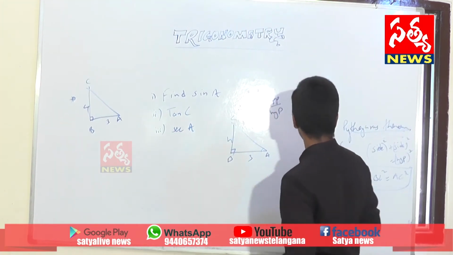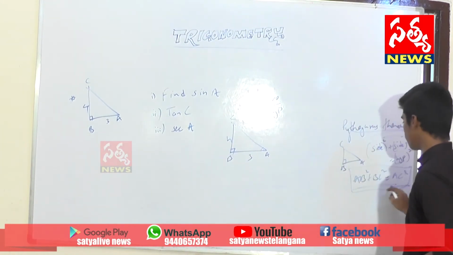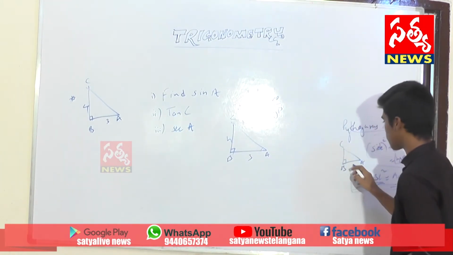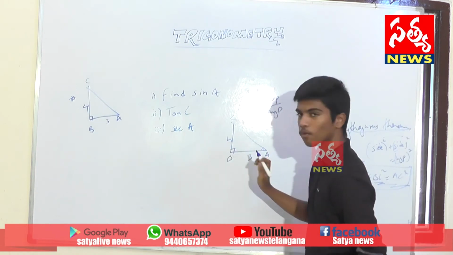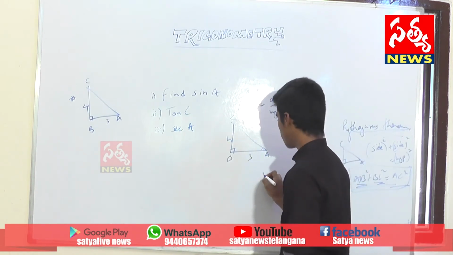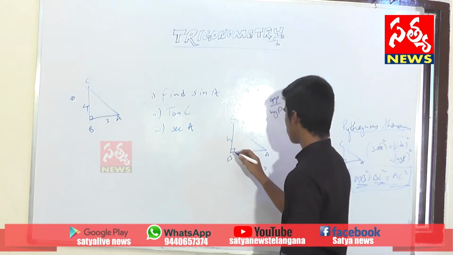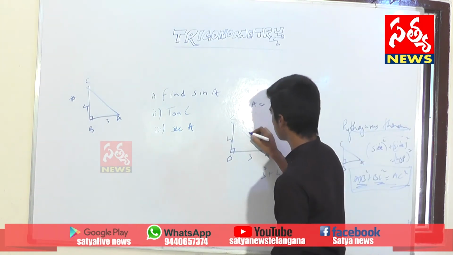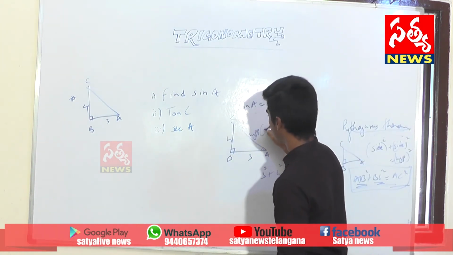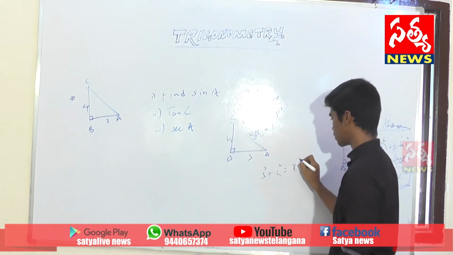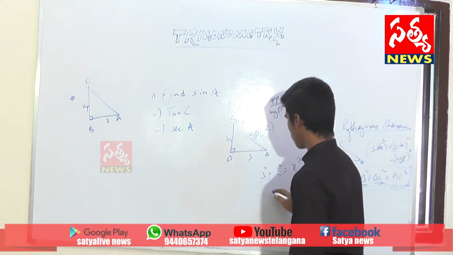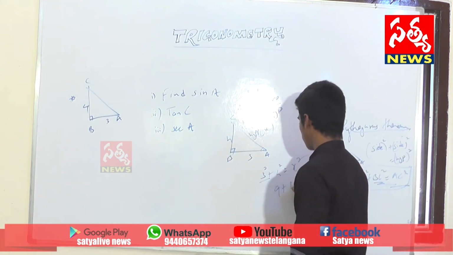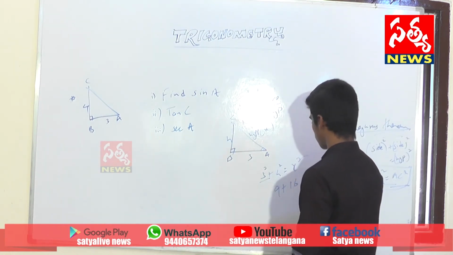And see here, by using this formula or this theorem, AB and BC are the sides. So here 3 and 4 are the sides. We get 3 square plus 4 square equals, this is the hypotenuse, let us assume it as x, x square. What is 3 square? 9. 4 square is 16, equals x square.